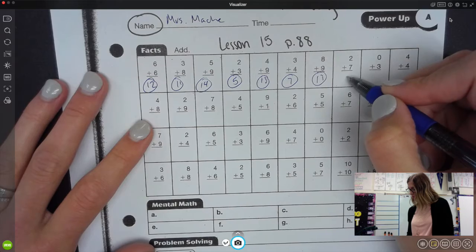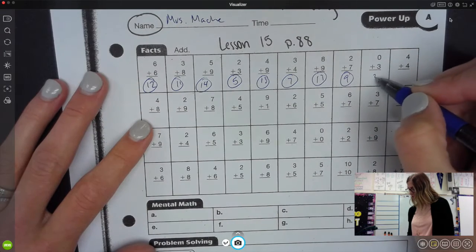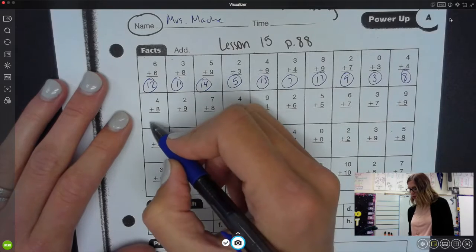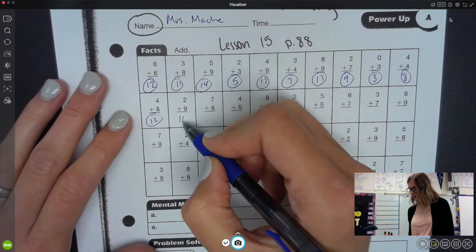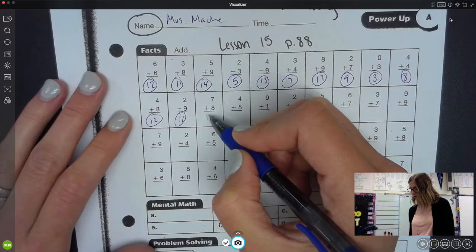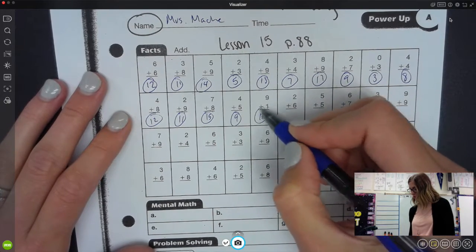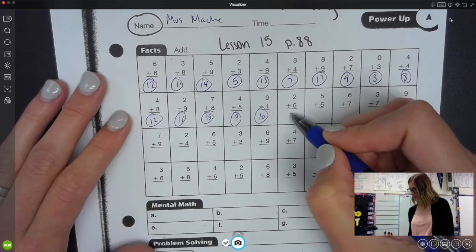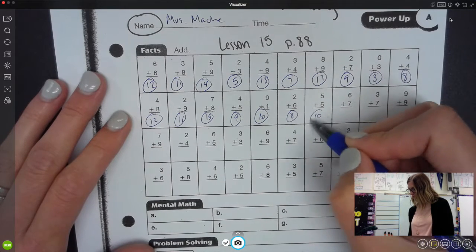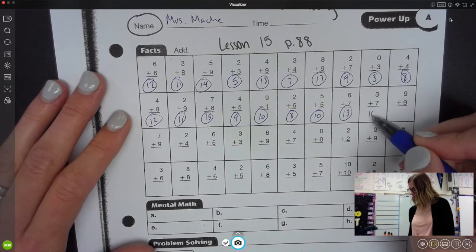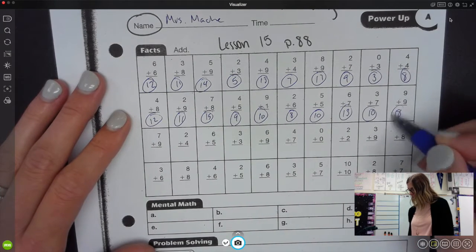2 plus 7 is 9. 0 plus 3 is 3. 4 plus 4 is 8. 4 plus 8 is 12. 2 plus 9 is 11. 7 plus 8 is 15. 4 plus 5 is 9. 9 plus 1 is 10. 2 plus 6 is 8. 5 plus 5 is 10. 6 plus 7 is 13. 3 plus 7 is 10. 9 plus 9 is 18.